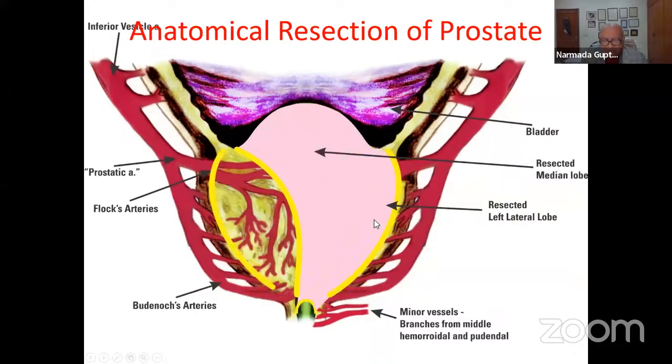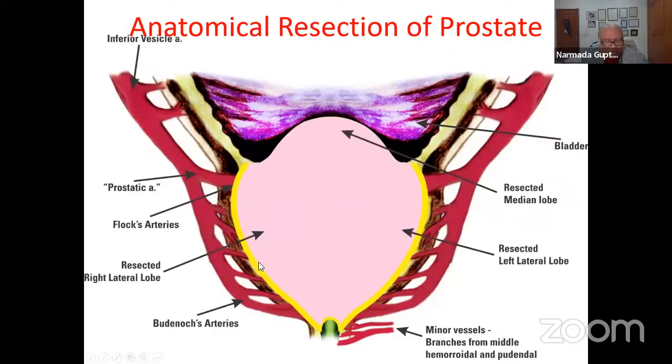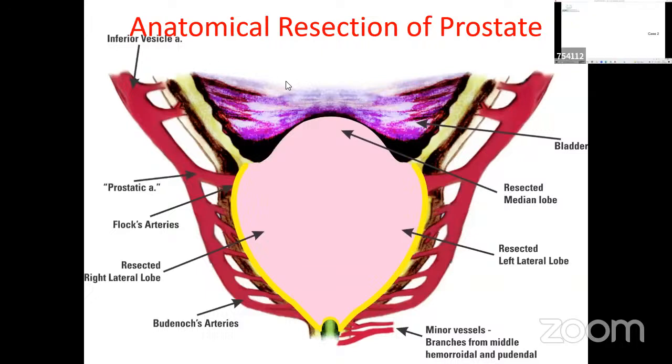Then we resect one side lobe. We start here, taking care of the vessels first, and then we go to the other side. Similarly, we do this on the other side. This is the way I have named the anatomical resection of the prostate. This is the way I'm doing it. I have a video clip also, but because of the time, I will not show it here.